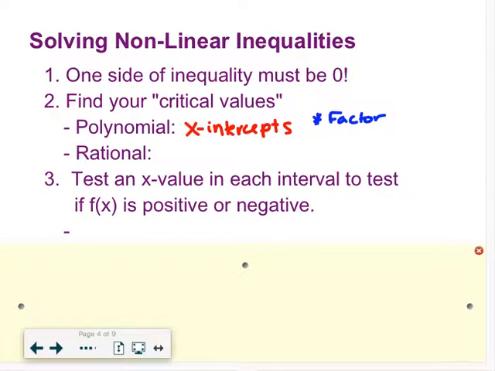All right, step 3. After you find the critical values, this is where you start testing the intervals. So in a polynomial, when we find the critical values, the x-intercepts, we know that those are places where the function equals 0. We want to know about the value of the function in between the zeros to see if it's positive or negative. So I'll show you how I can test the intervals.